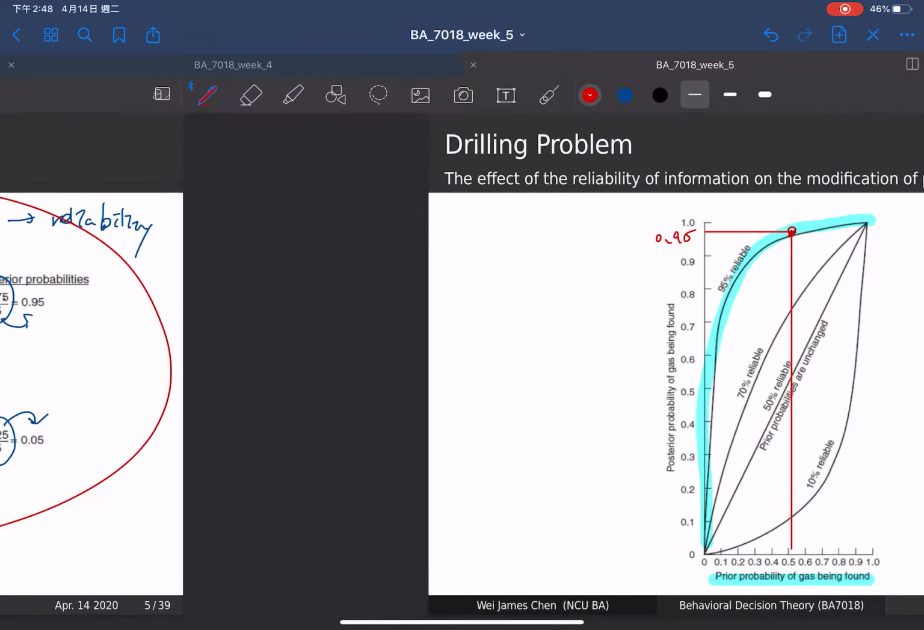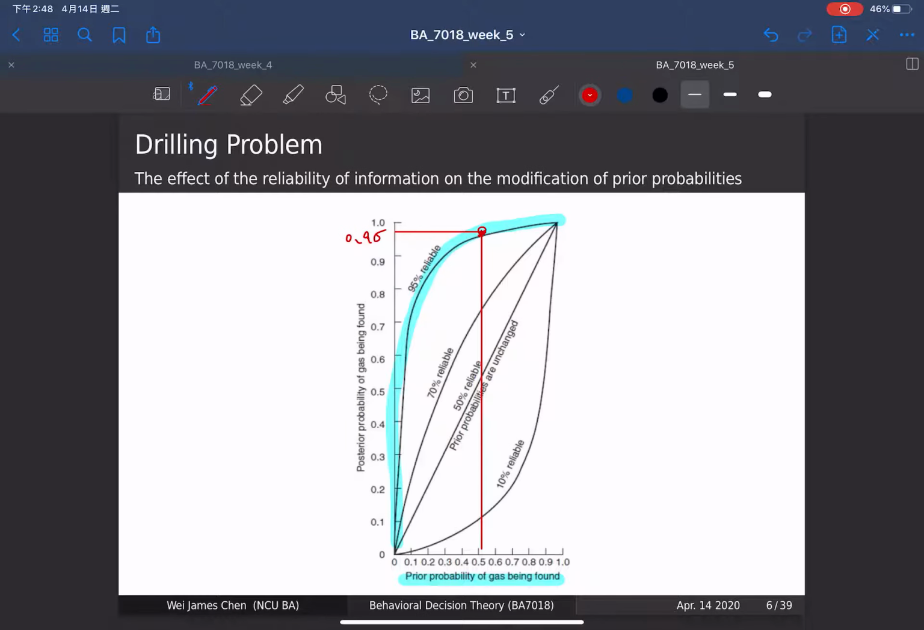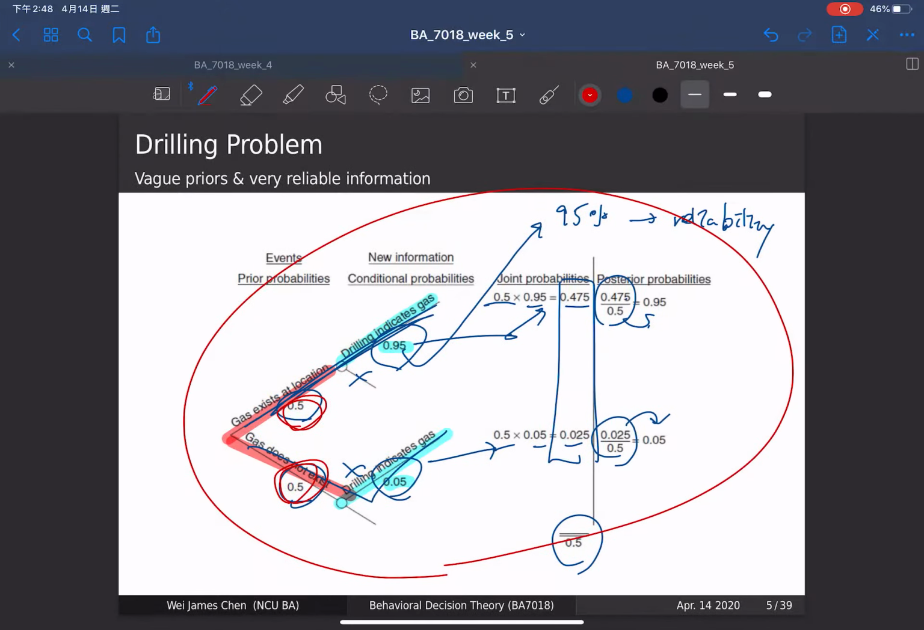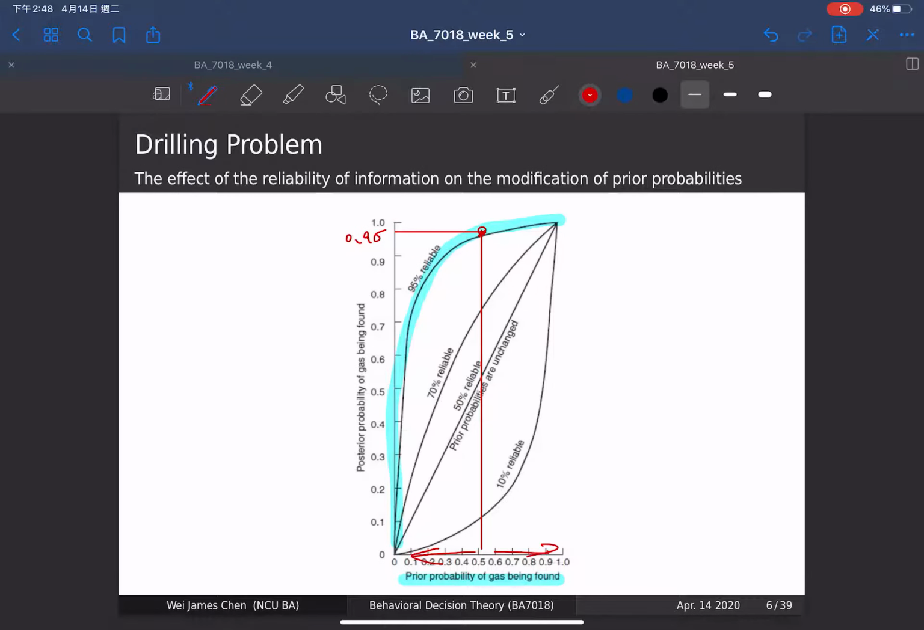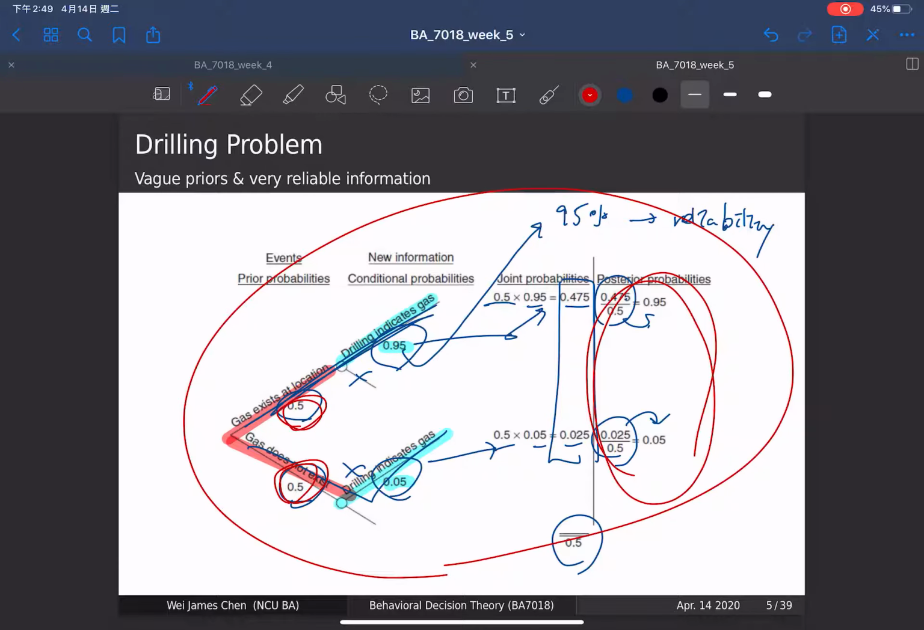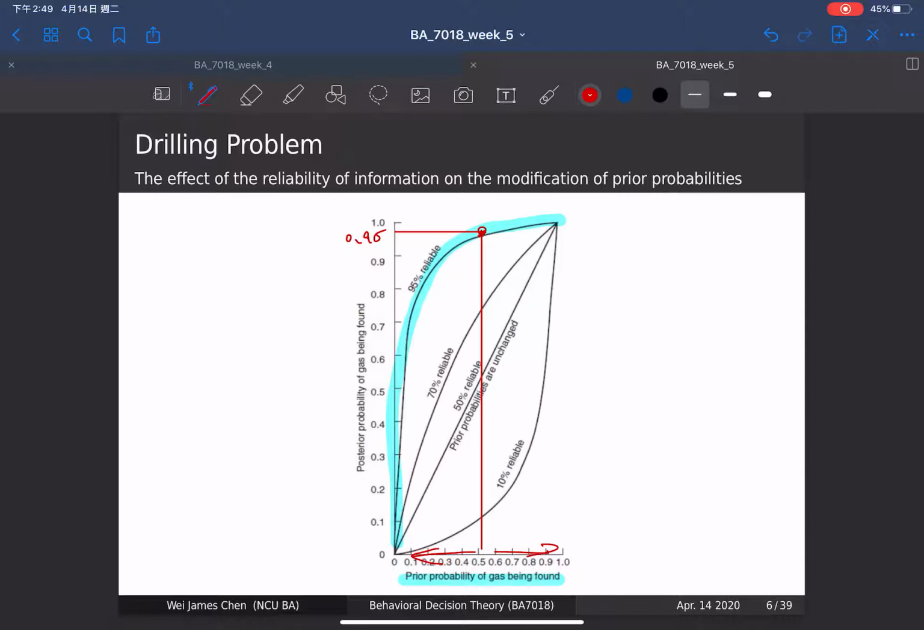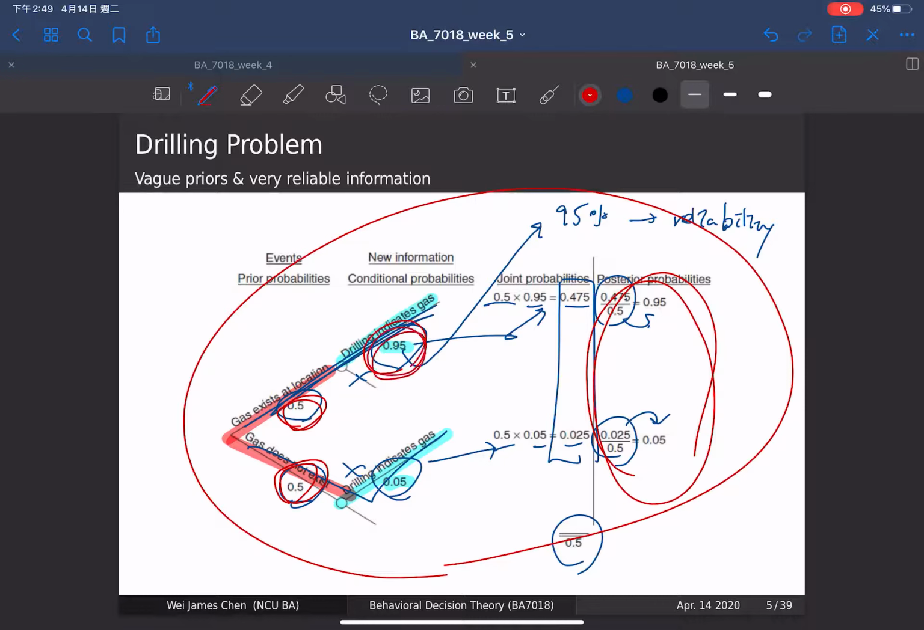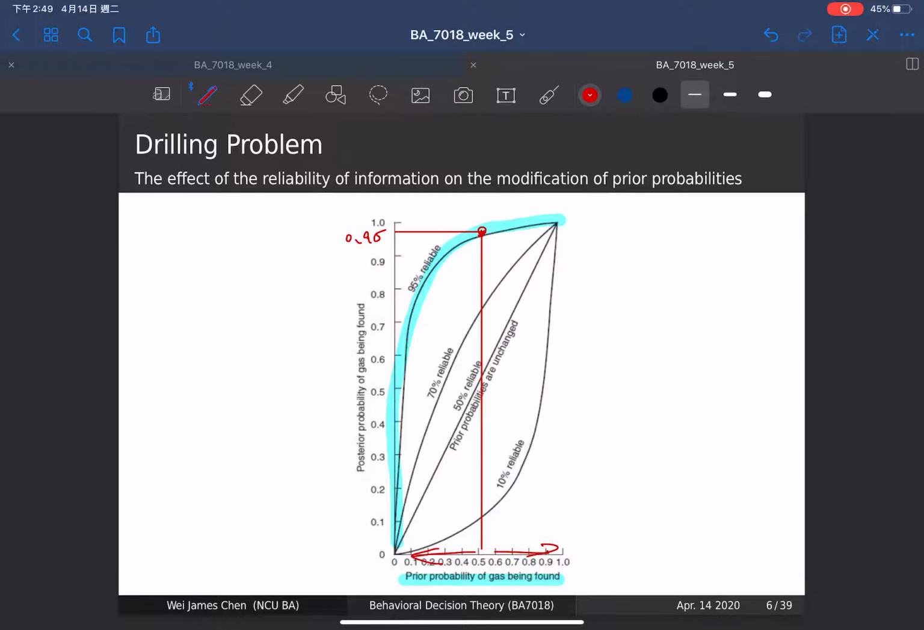And if you change the prior from 50-50 to something other than 50-50, either increase it or decrease it, you will get a different posterior. This number will change. Different numbers will give you different points, and then you can draw this whole line. That's how we draw this one line. And this is for 95 reliability. But if we do it for 70% reliability, we can draw a different line. That means you change the probability here from 95 to 70. Then you can draw a different line.